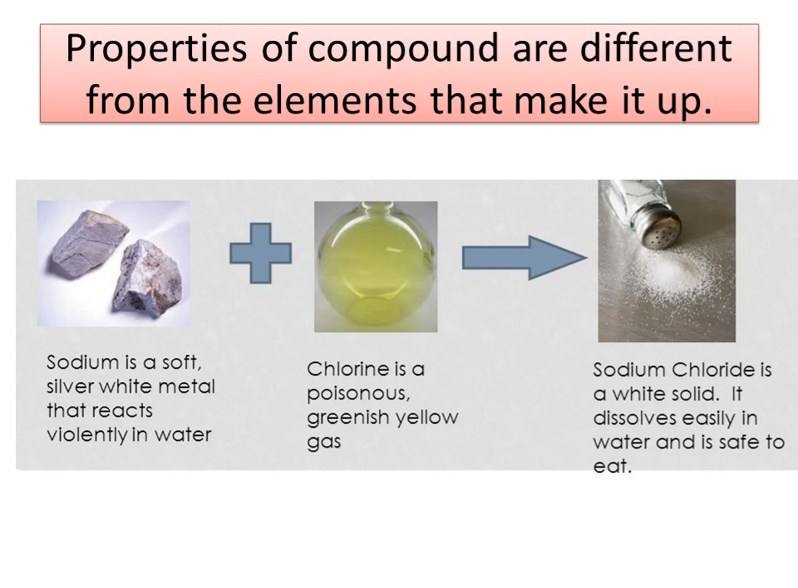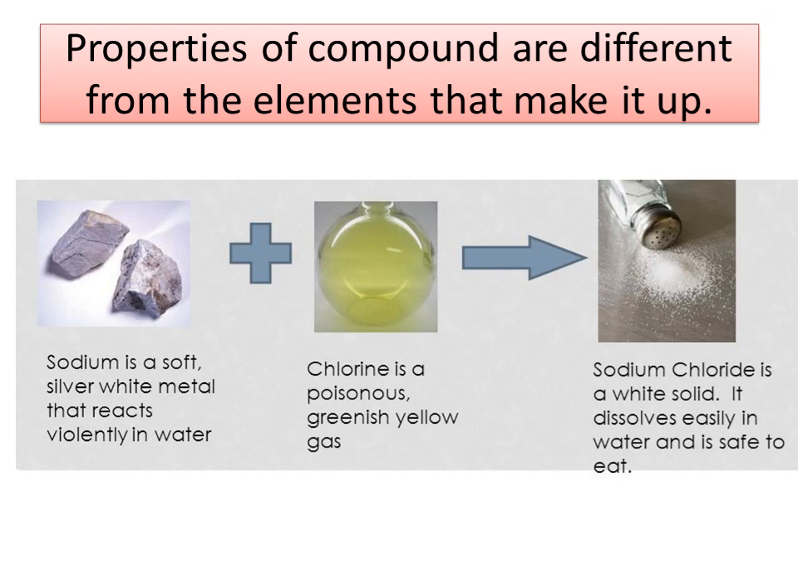I have put here for you an example about salt. Salt is called sodium chloride, the scientific name. It is formed from sodium, an element which is a metal, and chlorine, which is a gas and is a non-metal. Sodium is a soft, silver white metal, and it reacts violently in water. If you put it in water, it almost explodes. While chlorine is a gas. As you can see, it is a greenish yellowish gas and usually it's very poisonous.